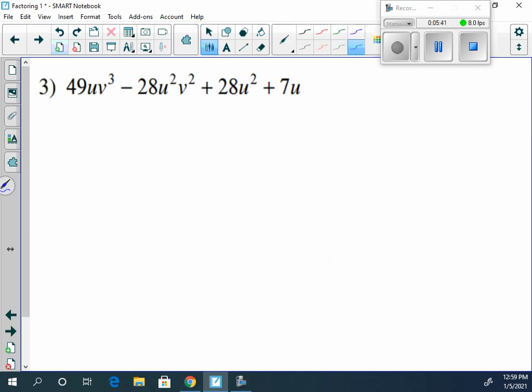All right, let's look at this here. When we look at these four terms, we want to look at the numbers first. So we have 49, 28, 28, and 7. We need to see, is there a greatest common factor between these numbers? 7. Is there anything else between these four terms?